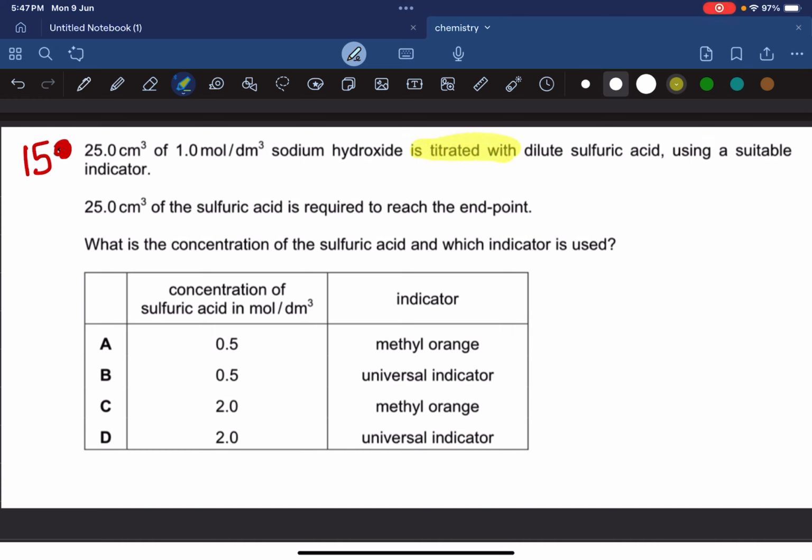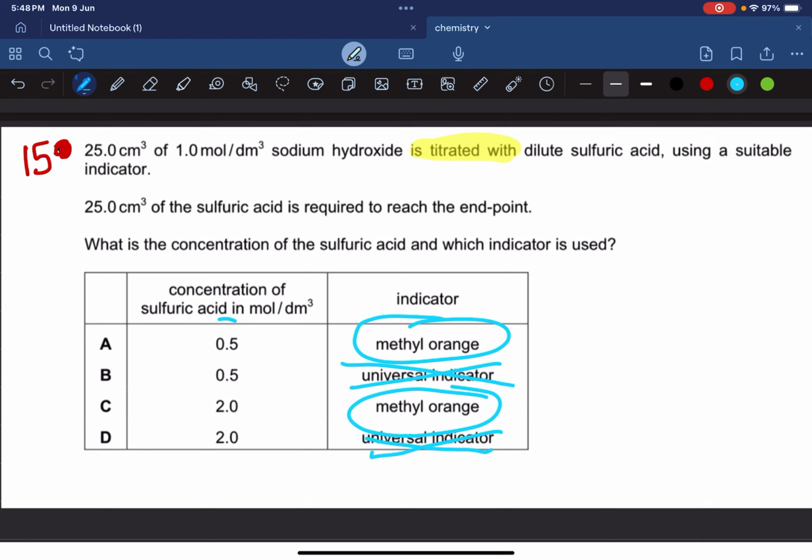For titration, we never use universal indicator. So the universal indicator options are crossed. Why don't we use it? Because universal indicator has a lot of color changes, and too many color changes basically confuse us in finding the endpoint. So we use an indicator that only has 2 color changes, one in acid, one in alkali. So it's going to be methyl orange. Second thing, what's going to be the concentration, 0.5 or 2?